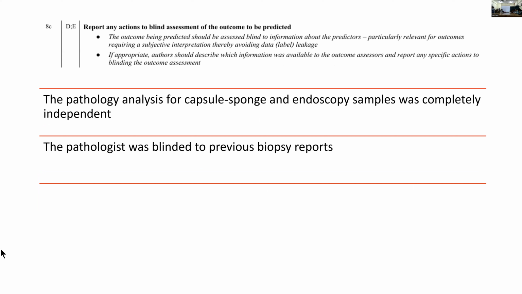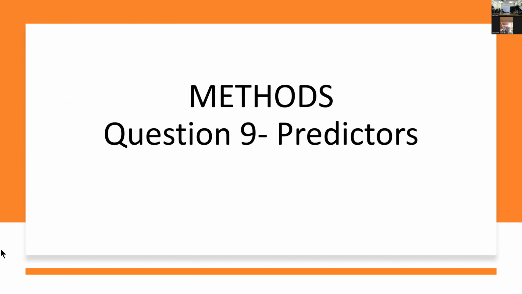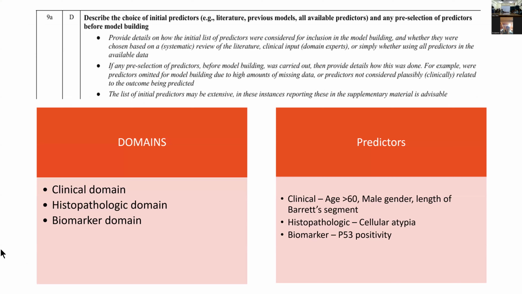Now, the pathologist who was analyzing the slides was blinded to the previous biopsy reports. If they had a previous endoscopy or a previous capsule, they were not informed of the report, so that they could independently analyze the slides in the block. As we said, the three domains I looked at were the clinical domain, histopathological domain, and the biomarker domain. Clinical domains were age, male gender, and length of the segment. The histopathological domain was the presence of cellular atypia. And the biomarker domain was P53 positivity.